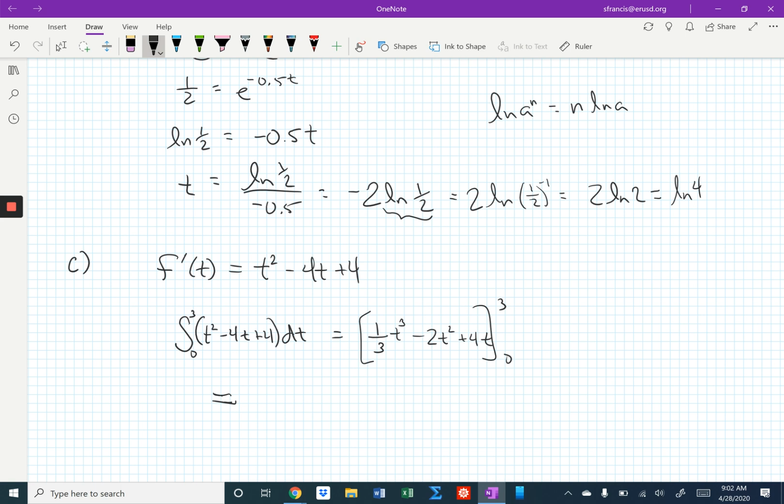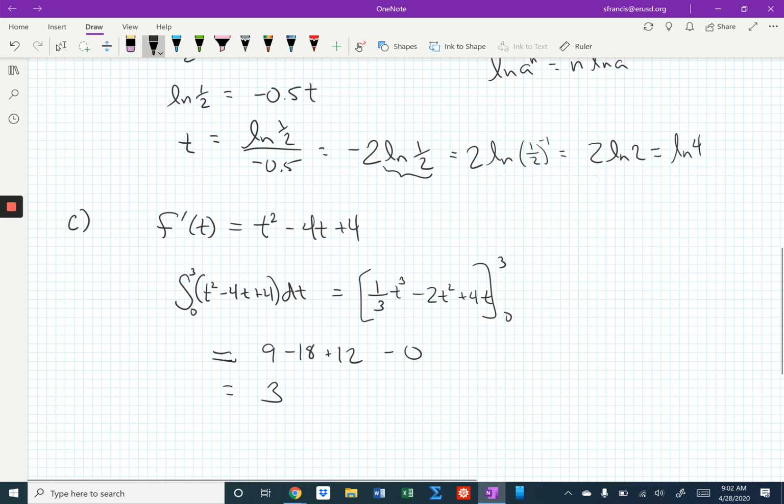It should be 3 cubed. 3 cubed is 27, and a third of that is 9. 3 squared is 9 times negative 2, or minus 18. And then plug in 3 here, we're going to get 12. Plug in 0, we're going to get 0 for all of those. Then 9 and 12 is 21, minus 18 is 3. And so there's a change of 3 centimeters in the radius between 0 and 3. So that's the answer to that part.